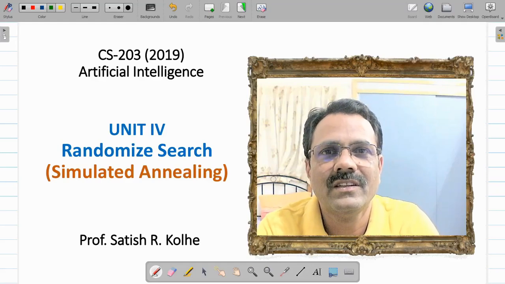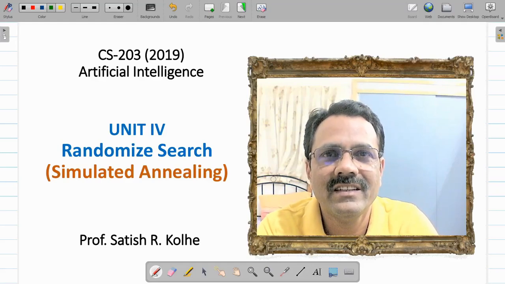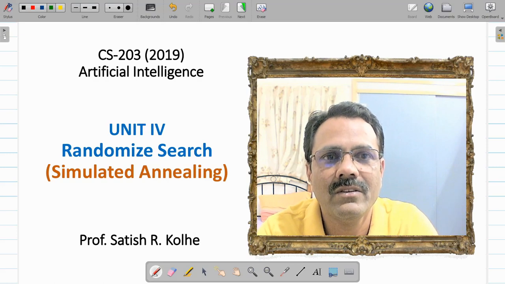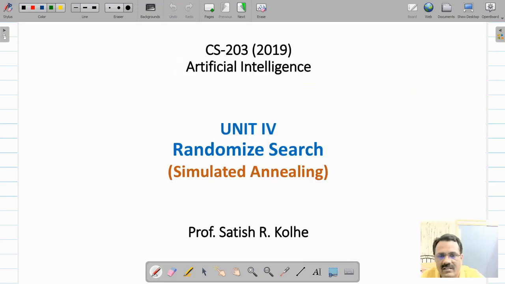Hello students, today we are going to discuss the simulated annealing algorithm, which is from unit 4, and this unit 4 is on randomized search algorithms. Along with this, we are discussing two other algorithms in this unit 4. These two algorithms are the genetic search algorithm that we have already discussed, and the ant colony optimization algorithm.